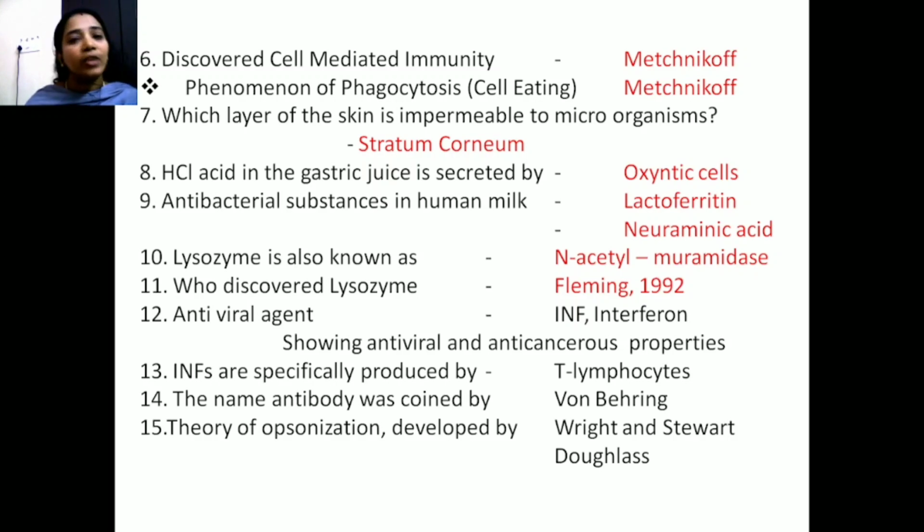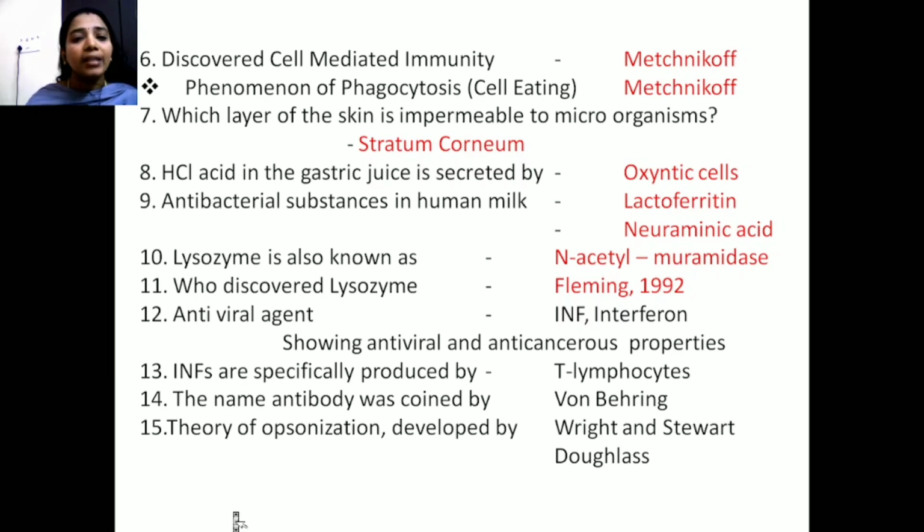Then, which layer of the skin is impermeable to microorganisms? Our skin is made of layers. The outer layer, called the stratum corneum, is impermeable to certain kinds of microorganisms. That means it won't allow organisms to enter our body. Then, hydrochloric acid in our gastric juice is secreted by oxyntic cells.